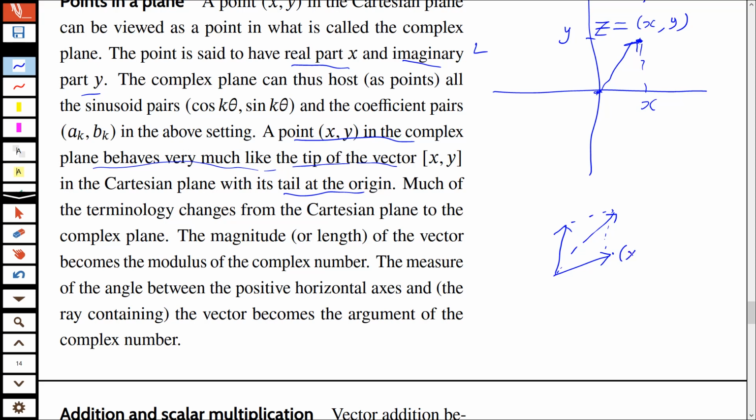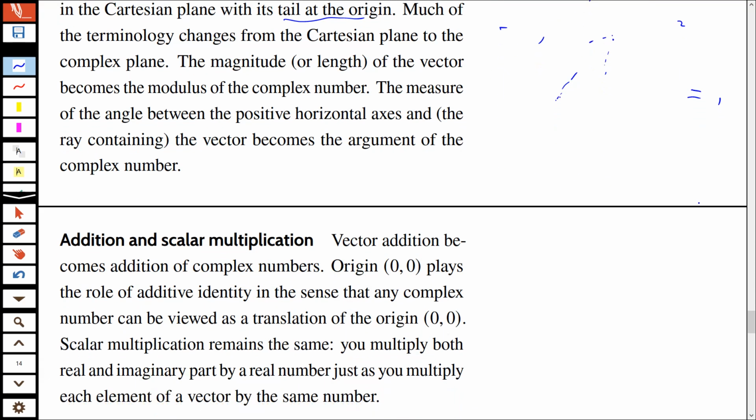Imagine if this is x1, y1, and this is x2, y2. Now I am using pairs, complex numbers. This will be the sum of these two. If this is z1 and this is z2, two complex numbers, this will be z1 plus z2. So it will be x1 plus x2 comma y1 plus y2. That is actually the addition.